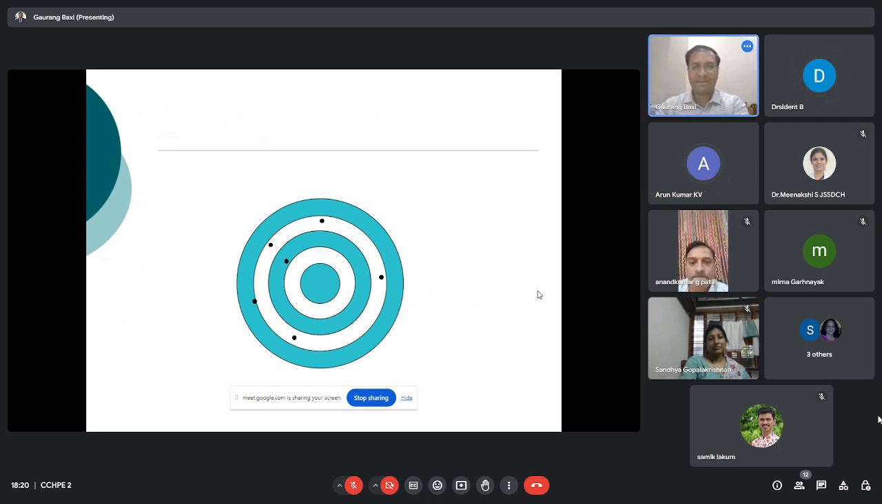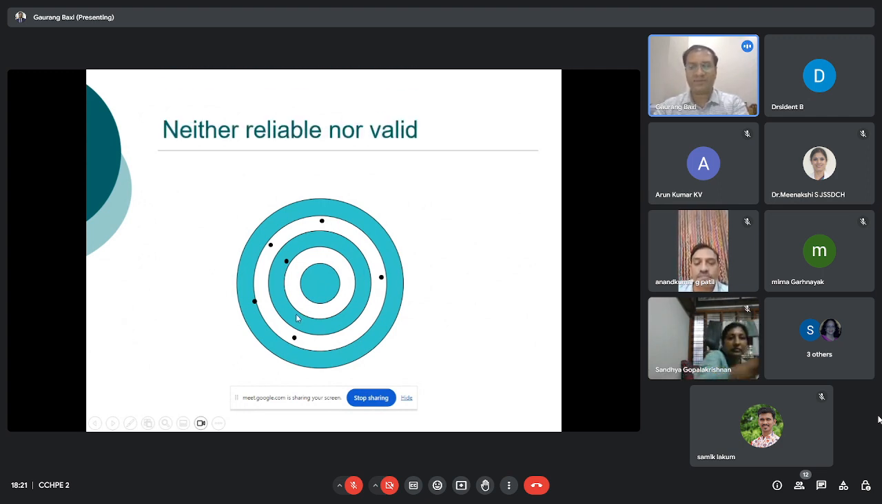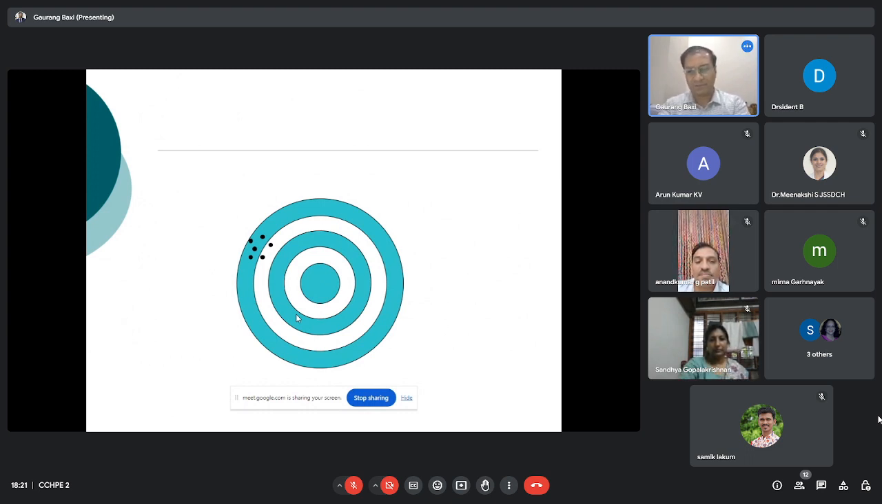Is this valid? It's not valid because we were supposed to target the center. We were supposed to assess what is in the center, but we have ended up assessing everything else. So such a kind of assessment is neither reliable nor valid. So we realize this has happened. We make some changes in our assessment tool and the pattern, and we conduct a test again. And this is what result we get the next time.